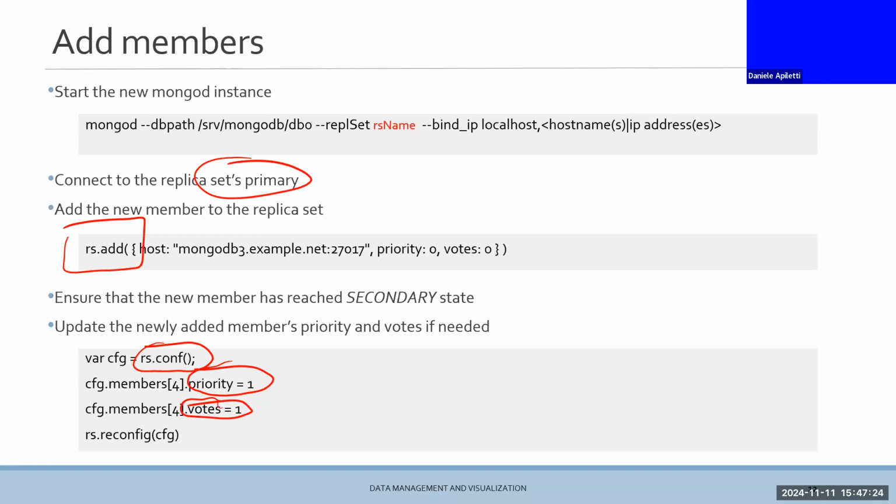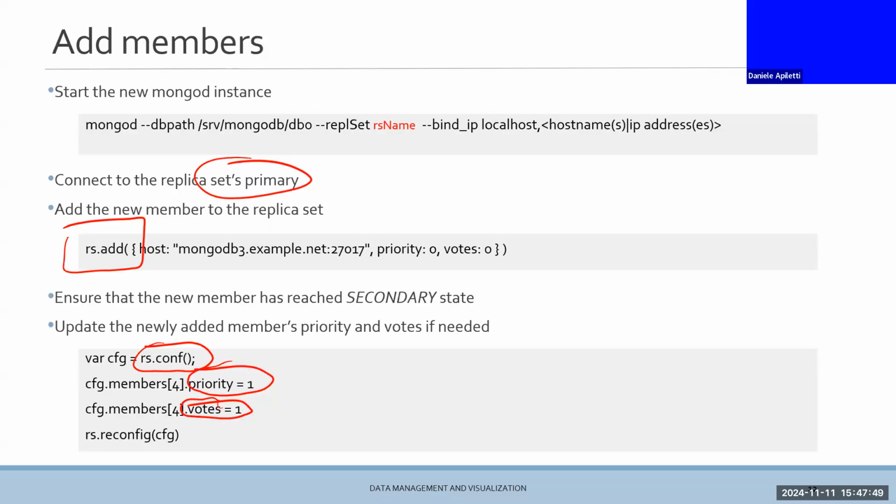You might have some secondaries which you don't use for any purpose other than having a backup. They are very low quality machines, and that's okay. You might have other secondaries which are in hot standby, so as soon as the primary fails, they are ready to become primary, because they are very good machines. And you can also remove members.